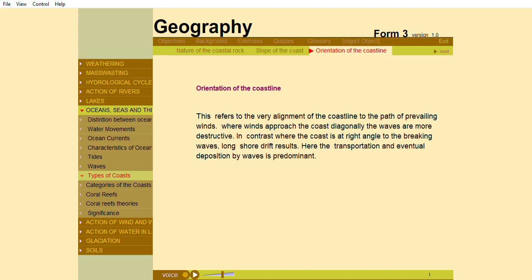Orientation of the coastline. This refers to the alignment of the coastline to the path of prevailing winds. Where winds approach the coast diagonally, the waves are more destructive. In contrast, where the coast is at right angle to the breaking waves, longshore drift results. Here, the transportation and eventual deposition by waves is predominant.